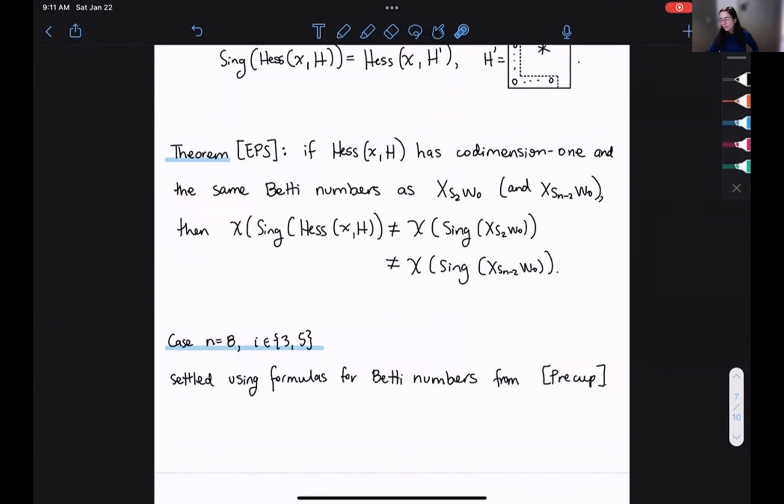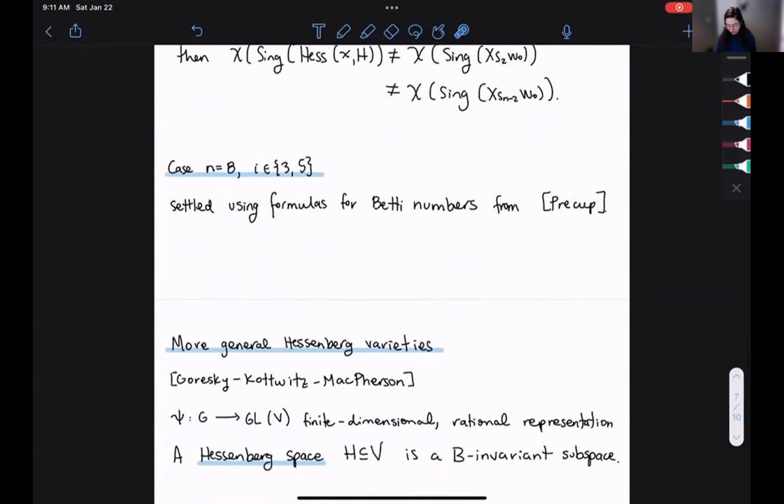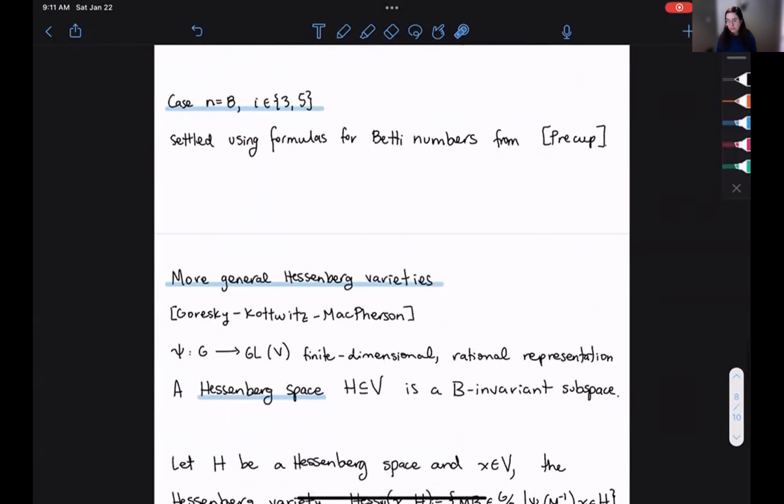But now I'm going to go to the opposite end and go to as much generality as possible for Hessenberg varieties. Goresky, Kottwitz, and MacPherson extended the definition of a Hessenberg variety. The way they did it is, we're going to need something else. They're going to vary a representation. There was a representation hidden in my previous definition.